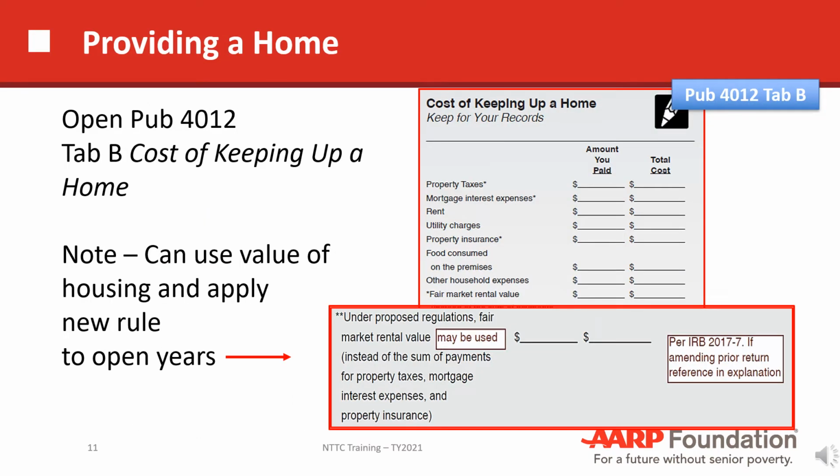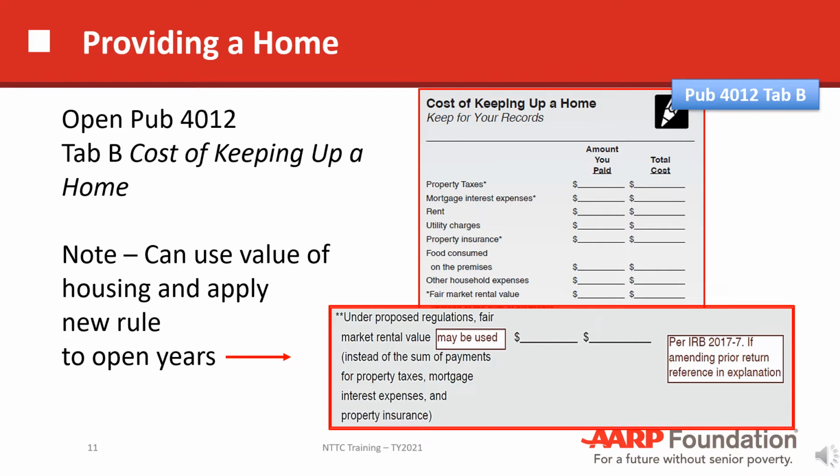With head of household filing status, the taxpayer may be faced with having to determine whether they paid over half the cost of maintaining a home. In Publication 4012, Volunteer Resource Guide, Tab B, you will have a little worksheet where you can determine the cost of keeping up the home.